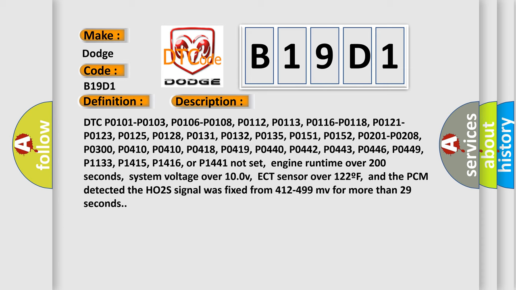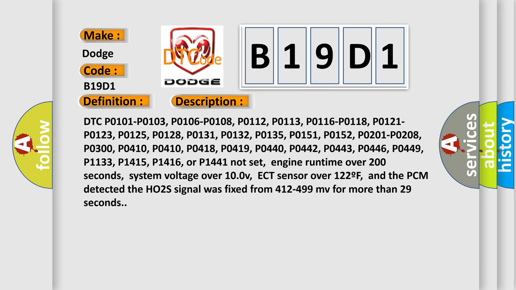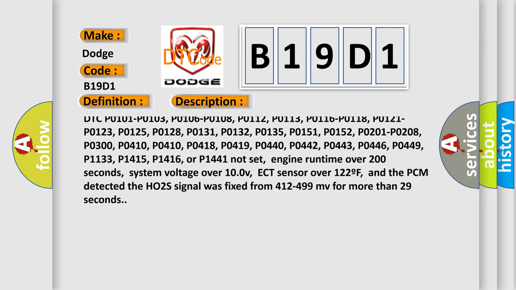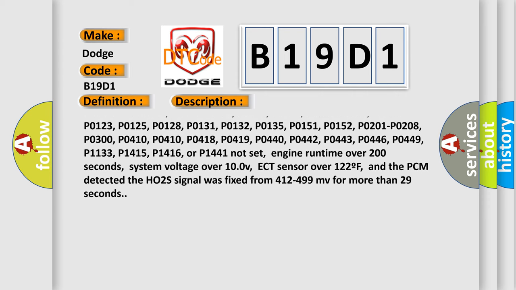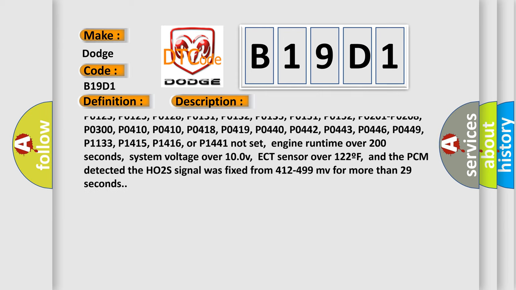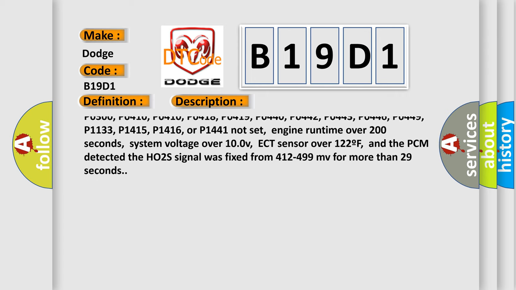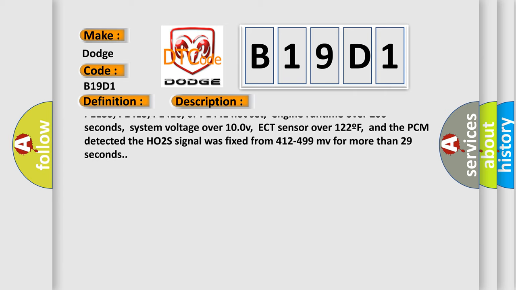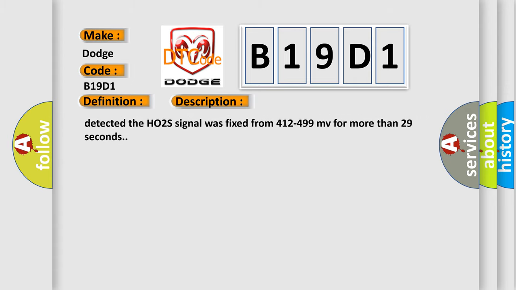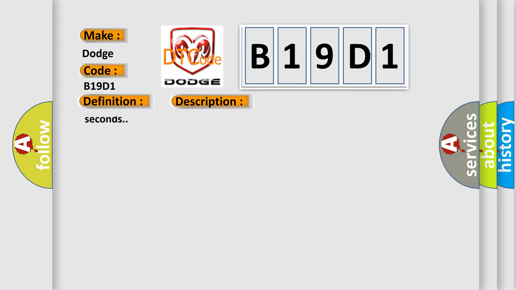DTC P0101, P0103, P0106, P0108, P0112, P0113, P0116, P0118, P0121, P0123, P0125, P0128, P0131, P0132, P0135, P0151, P0152, P0201, P0208, P0300, P0410, P0418, P0419, P0440, P0442, P0443, P0446, P0449, P1133, P1415, P1416, or P1441 not set, engine runtime over 200 seconds, system voltage over 10.0V, ECT sensor over 122F, and the PCM detected the HO2S signal was fixed from 412 to 499 mV for more than 29 seconds.